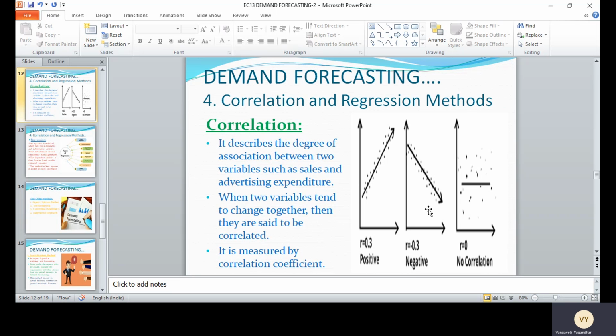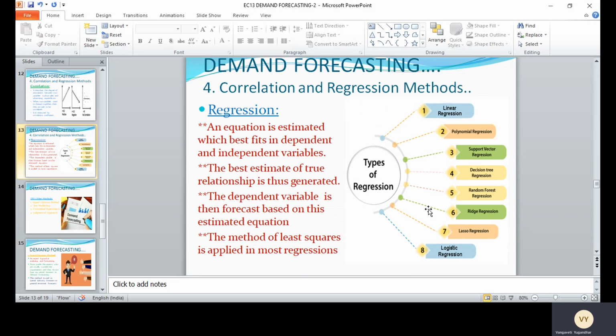So what is this correlation? It describes the degree of association between two variables, such as sales and advertising. Just now we took the example of attendance and marks, but here we can take another example in terms of business: sales and advertising expenditure. To what extent is advertising expenditure affecting the sales? The correlation between these two is studied. That's about correlation. Next one is regression. We come across many types of regressions, but the meaning of regression is that an equation is estimated which best fits the independent and dependent variables.